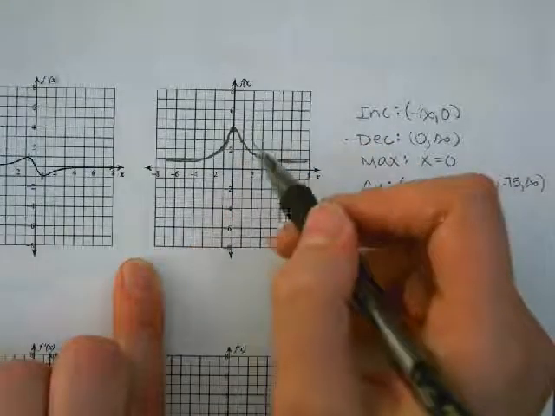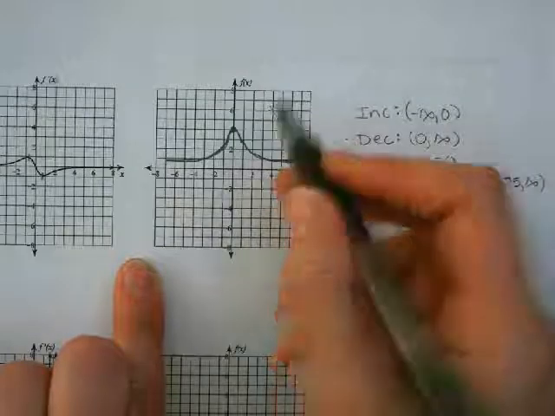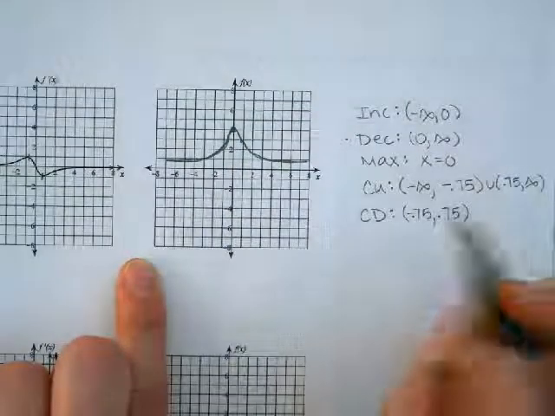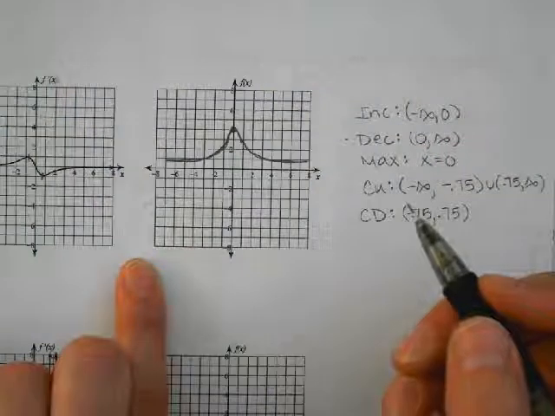And your graph could be shorter than mine. Your graph could be taller than mine. Your graph could be shifted up and down at all because we don't have any y values here. So it's up to you how the rest of your graph works. Okay?